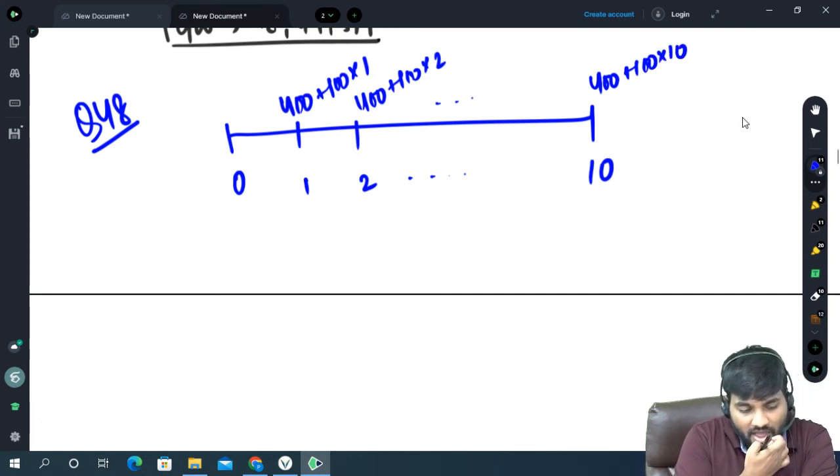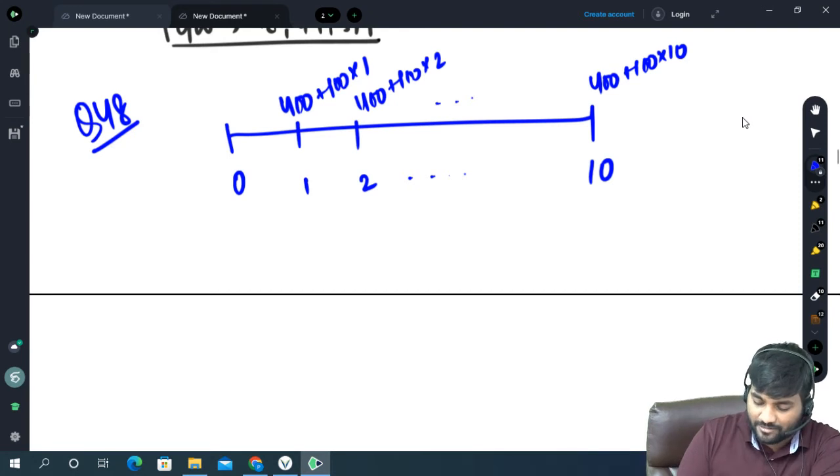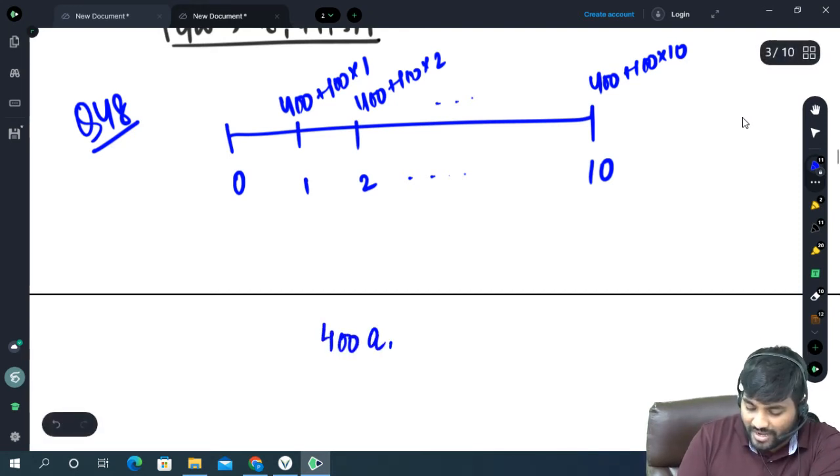Okay. Effective rate of interest is 8%. So now we can say we need to calculate the present value. So it will be 400 A10 plus 100 IA10. Copy.